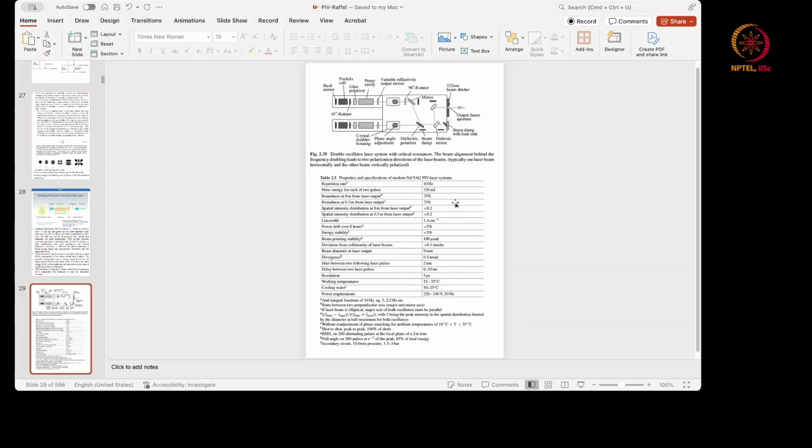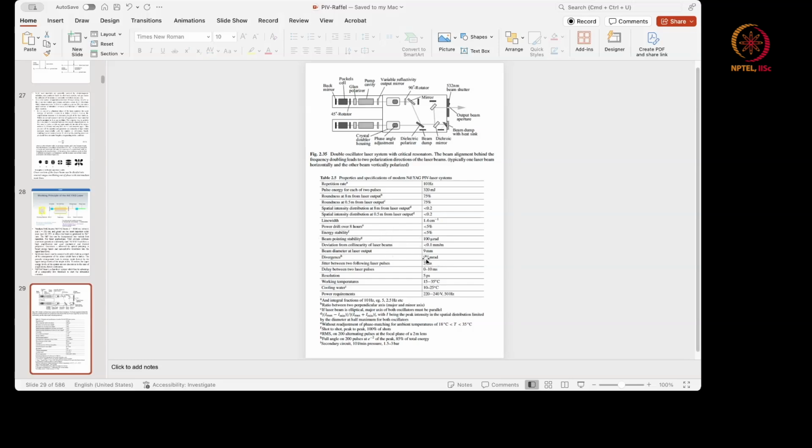So some of the properties of the modern Nd:YAG systems: you can have rep rates, I mean, these are low speed PIV lasers which can go up to 10 hertz. Nd:YLF lasers actually go up to kilohertz order. Then there is the roundness of the beam, at 8 meters from the laser output and 0.5 meters from the laser output. Then there is the spatial intensity, the line width. The line width, remember, is not one frequency, contrary to popular belief, but it is still very narrow. Then there is a beam pointing stability also.